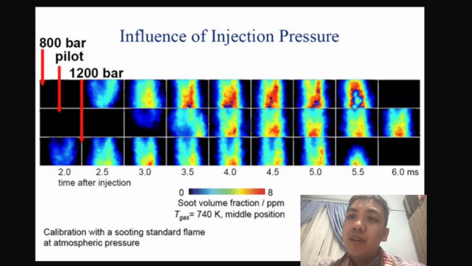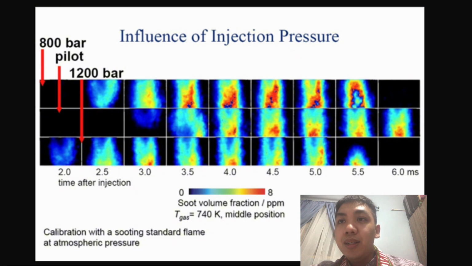Here is another diagram for lower and higher injection pressure. We can see that at the lower injection pressure, which is 100 bar, the red indicator, which means higher soot, is visible at 4 milliseconds after injection. But if we use higher injection pressure, we can see less red indicator, so it means less soot.